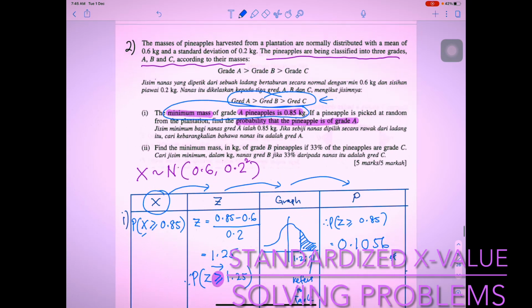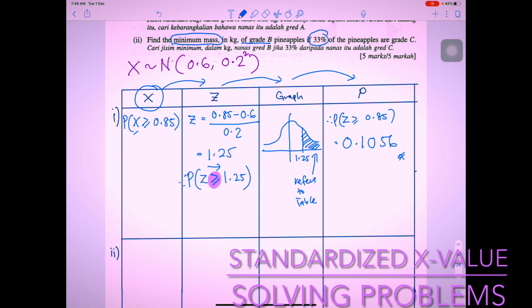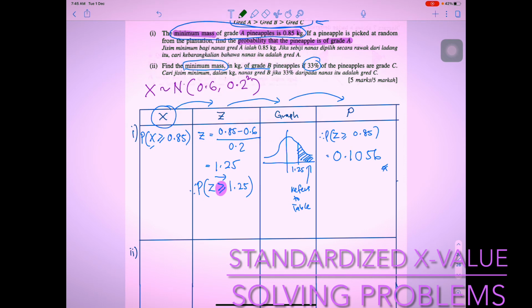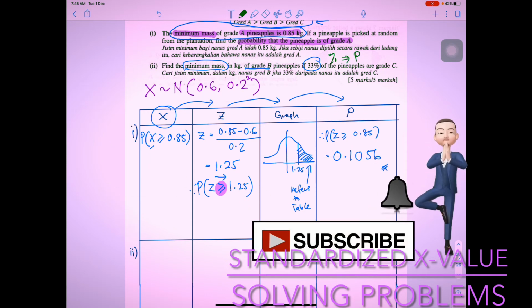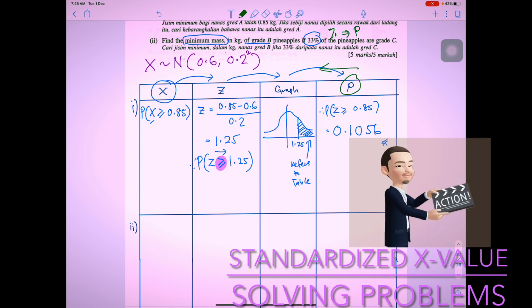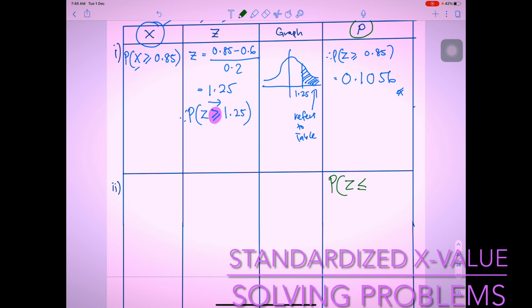Alright, and then question 2. Find the minimum mass of a grade B pineapple if 33% of pineapples are grade C. From here, if you see any information about a percentage, that means it gives you the value of probability. That means we start from the probability, from right to left. Just now we started from X, therefore from left to right. Now from P, the minimum means less than or equal to Z. So the probability is 33%, and converting to decimal gives 0.33.